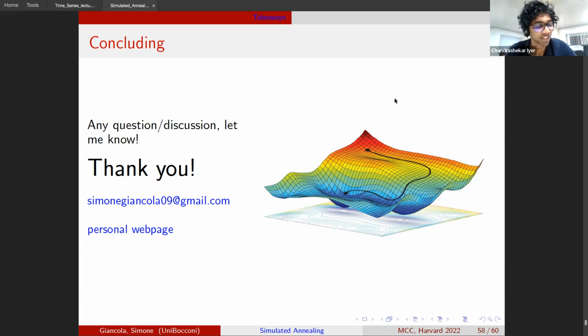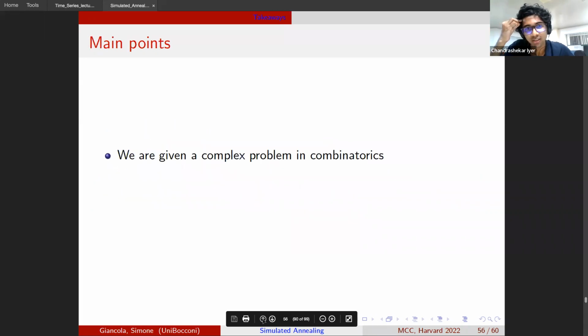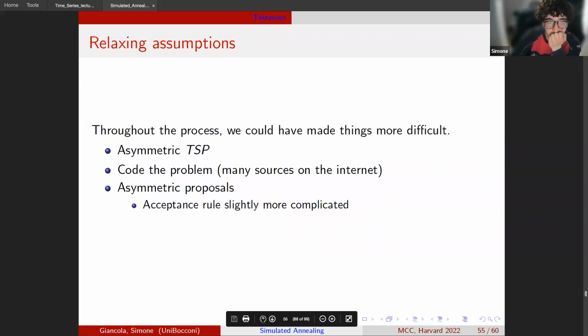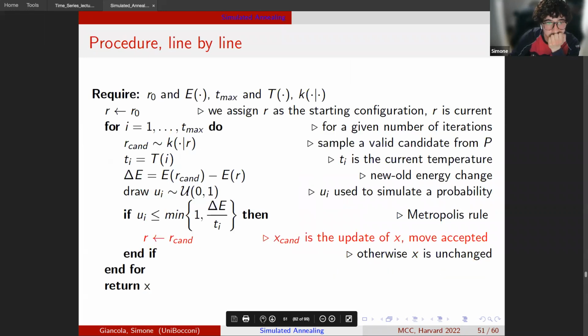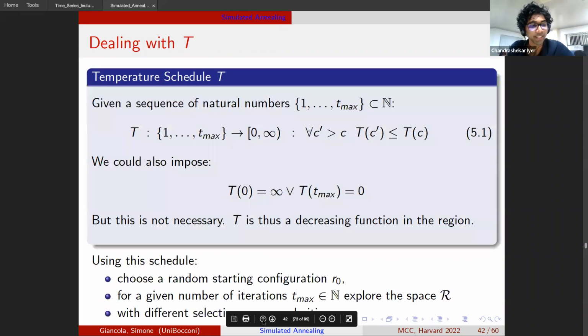Simone, I had a couple of questions. Yeah, go on. Ask them. We are updating the temperature at every iteration. Is that right? So first of all, why are we updating it at every iteration? I mean, there's got to be a more efficient way, right?